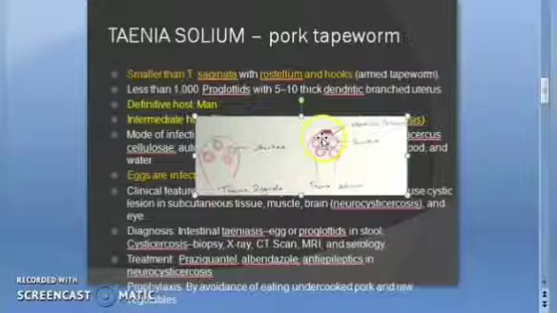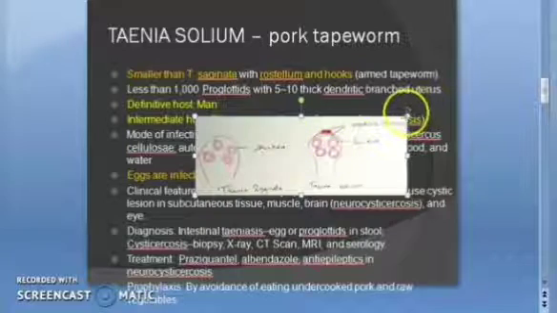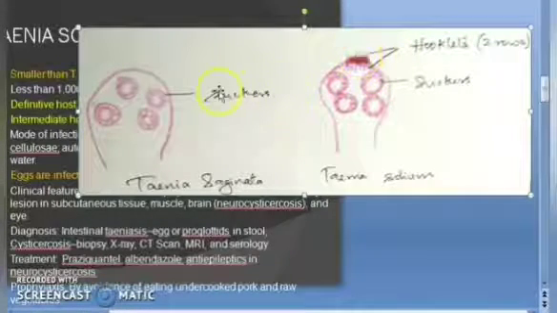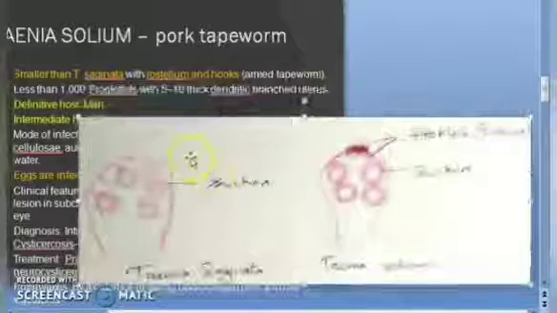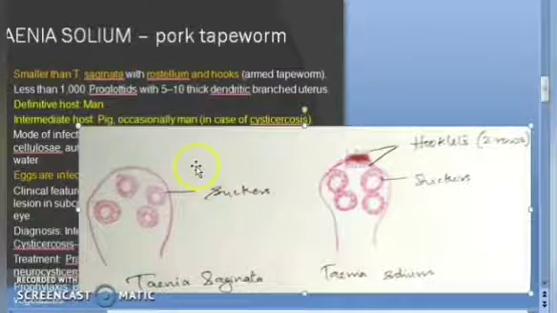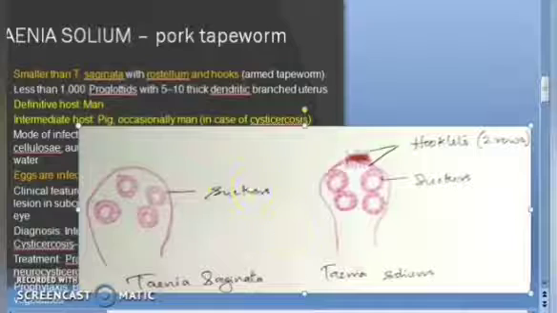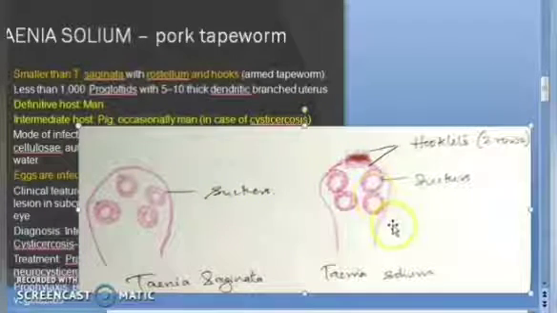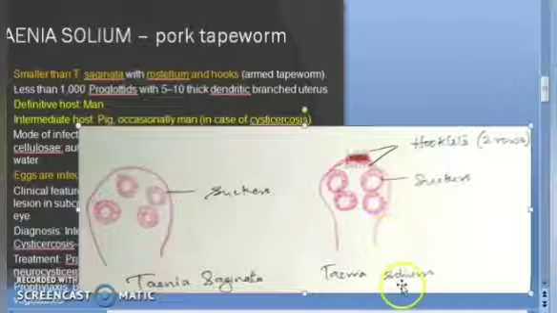Hooklets. Okay, 2 pairs. Look at this. Hooklets in Taenia solium are 2 pairs, one here and one here. This is the rostellum, I think. What is it called? Rostellum. Okay, that's why this Taenia solium is called armed. Though it is small in size, it's armed with all these hooklets.